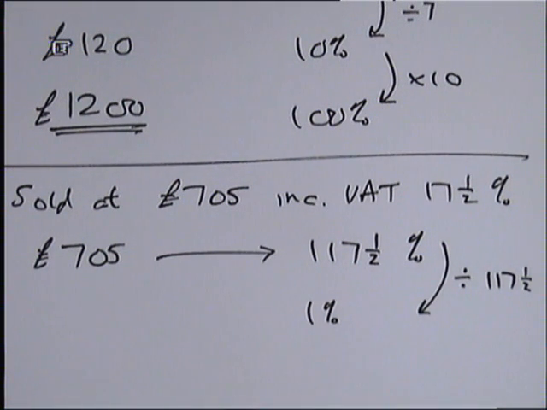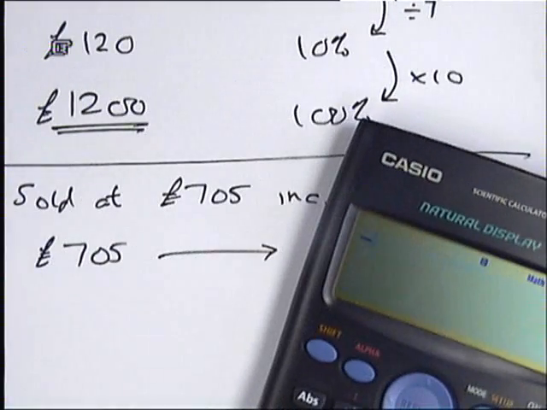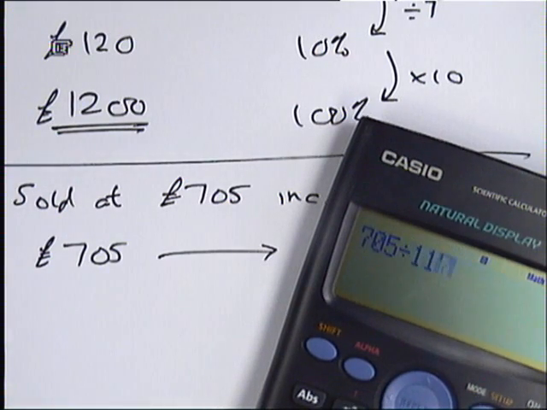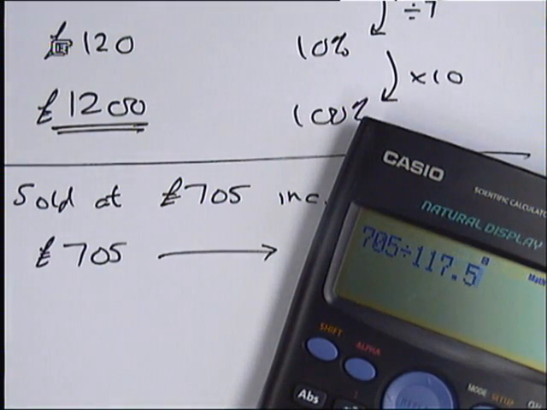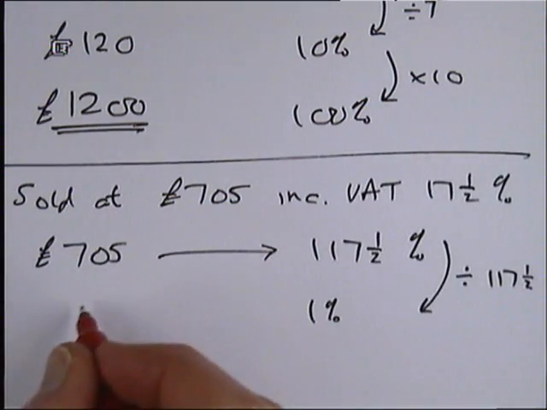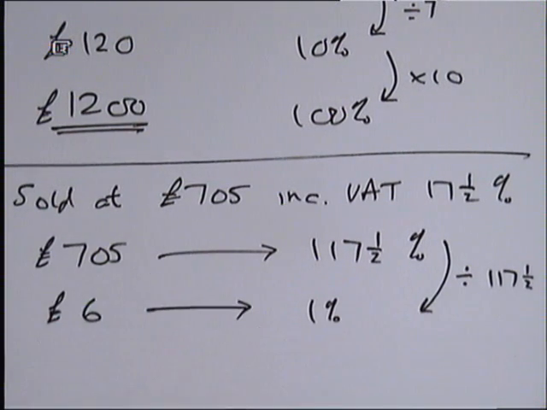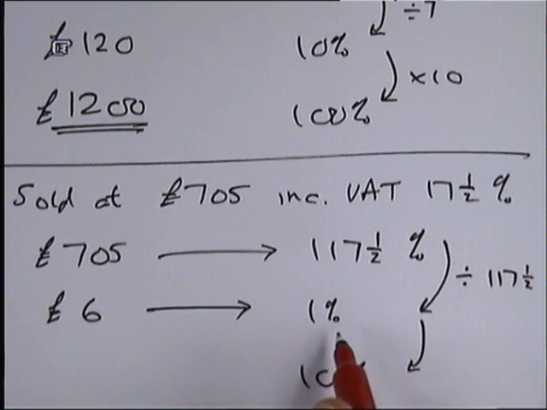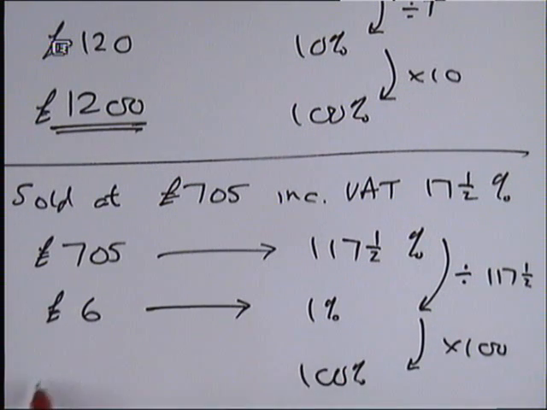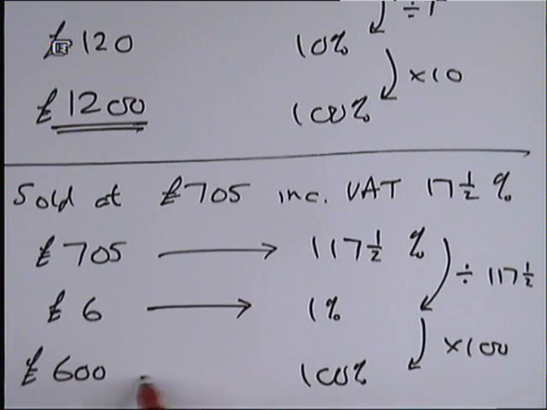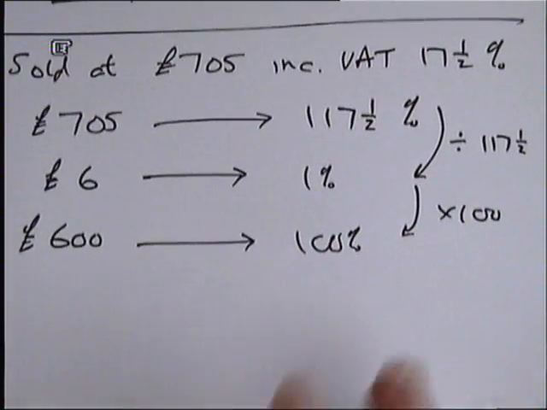So if you divide 705 by 117.5, my calculator is telling me that is 6. So 1% is £6. Remember, I'm after 100%, so I times my 1 by 100. And if I times by 100 over here, I need to times by 100 over here as well. 6 times by 100 is £600. So that would have been the price before the VAT.